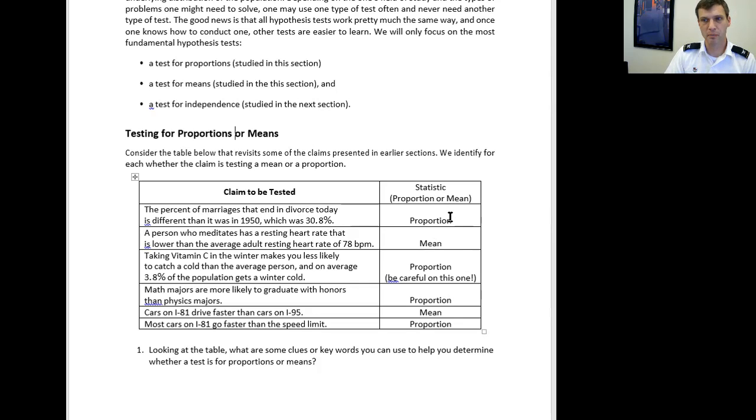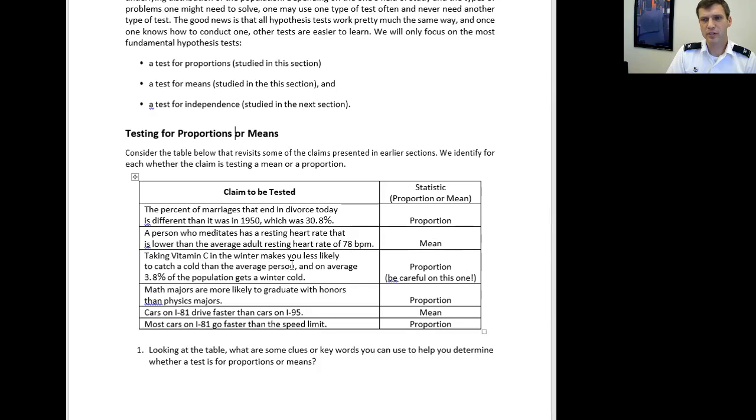That's clearly something about proportions, because it's asking what percentages. A person who meditates has a resting heart rate that's lower than the average adult resting heart rate. Okay, it's probably a mean, right? I'm using the word average, which kind of hints at it. And then my resting heart rate, well, obviously my heart rate can fluctuate even when I'm resting, so we're probably taking some sort of average amongst people, things like that.